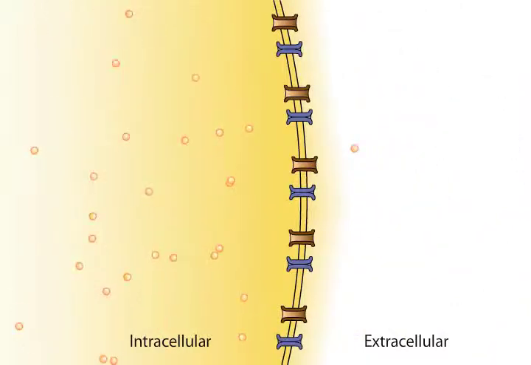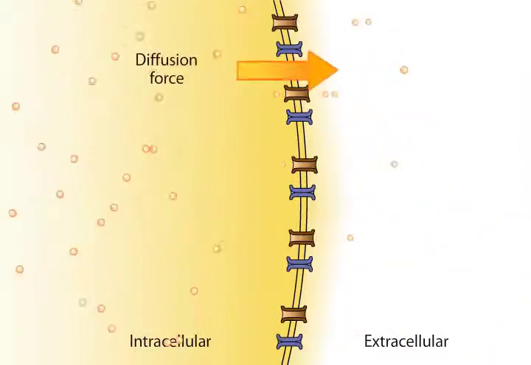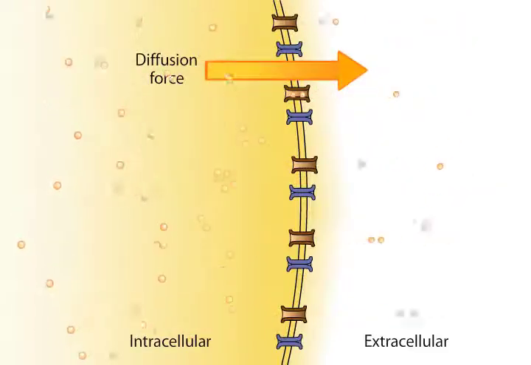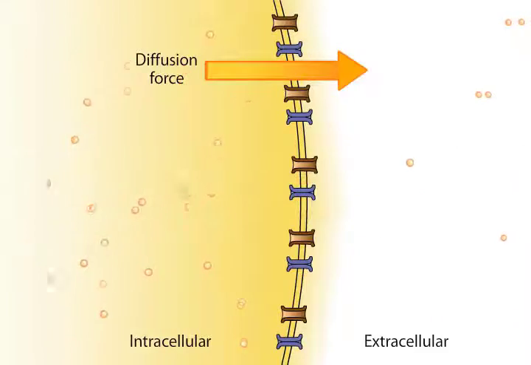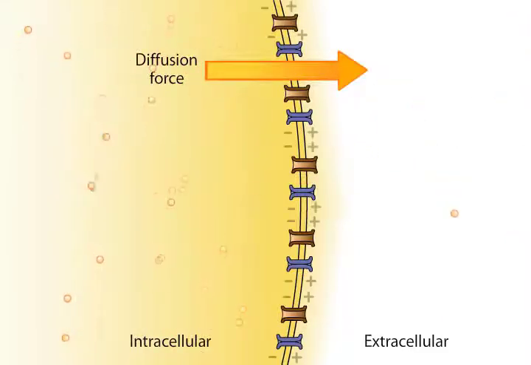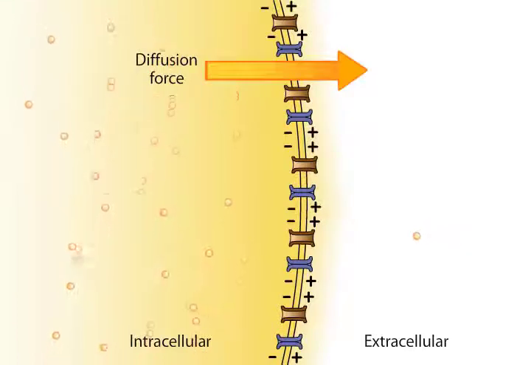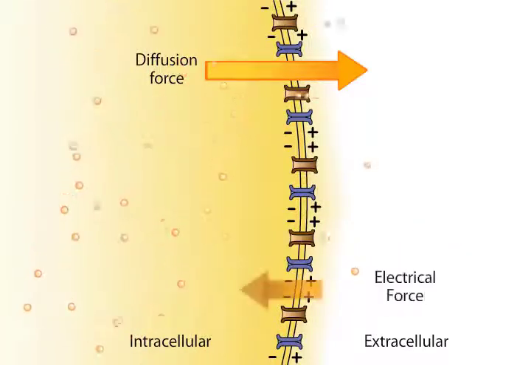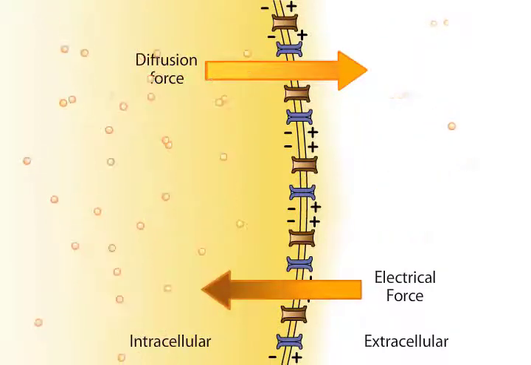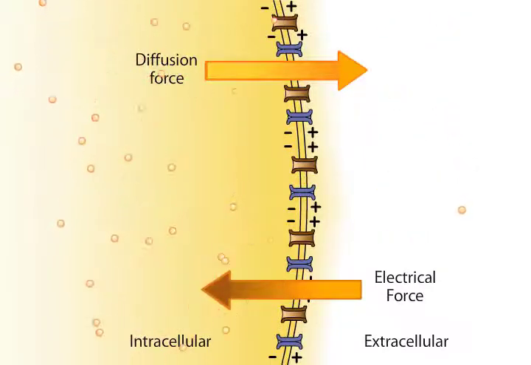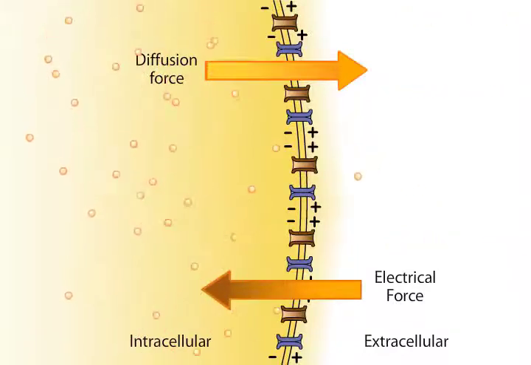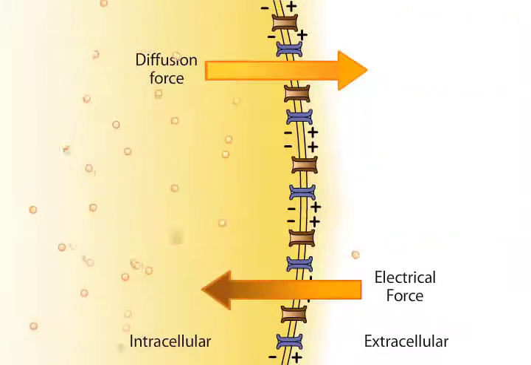First, a diffusion force acts to pull potassium ions down their concentration gradient toward the exterior of the cell. The movement of potassium ions out of the cell results in a depletion of the internal positive charges, causing the potential to become increasingly negative. An electrical force, produced by attraction of the positively charged potassium ions toward the negative cell interior, generates an electrical gradient that pulls potassium back into the interior of the cell.